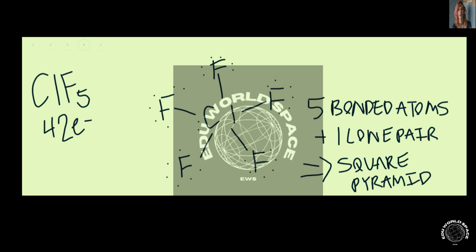What about ClF5? Well, in ClF5, both chlorine and fluorine bring 7 electrons, so we have a total of 42 electrons. If we just attach each of our fluorine atoms to our chlorine atom with a single bond and then fill in the octets on our fluorine atoms, we use up 40 electrons. So our last 2 electrons we're going to put on our chlorine atom. So now we know that our chlorine atom, our central atom, has 5 bonded atoms and 1 lone pair. That tells us that we're going to have a square pyramidal geometry.